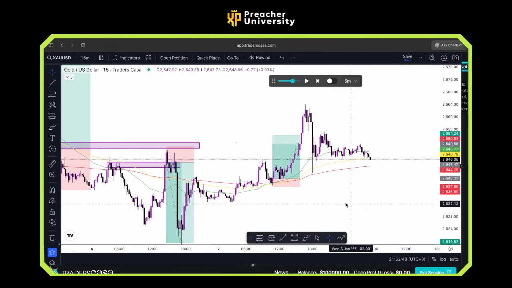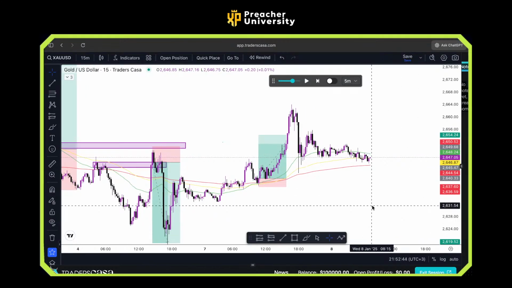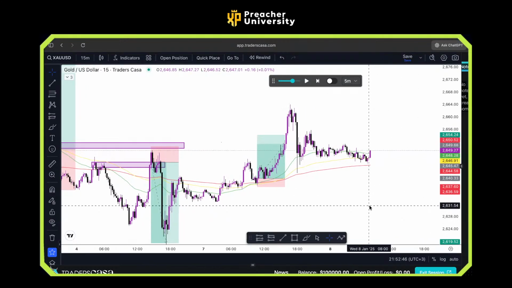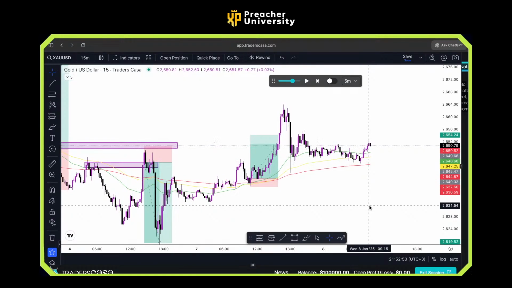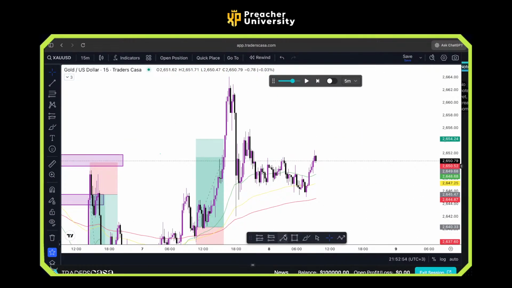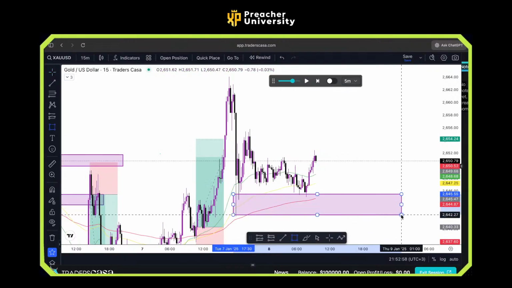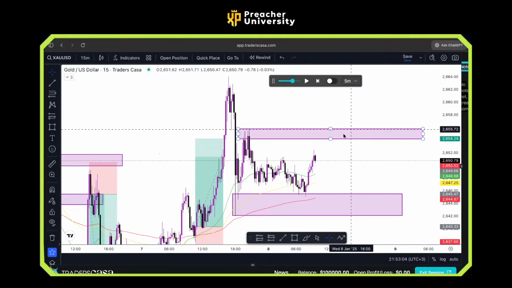So let's wait for 9 a.m. the next day. We are about to get there. We are there now. This is 9. What are we looking for the day? Very simple. Market structure wise, you can see we have a support down here. You have a resistance up there.